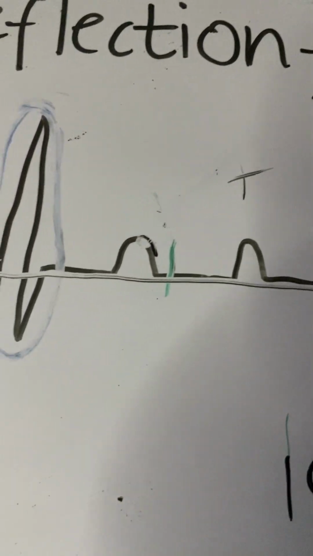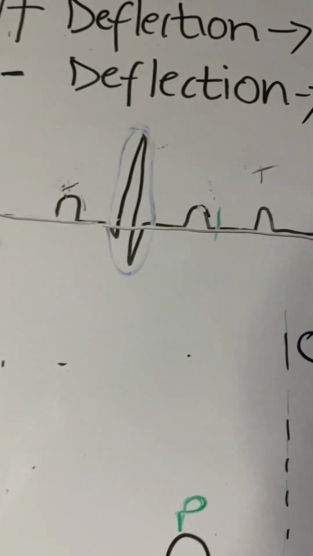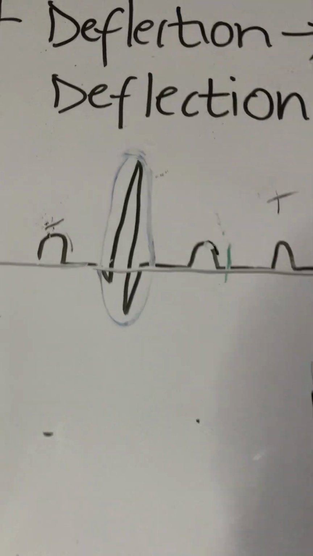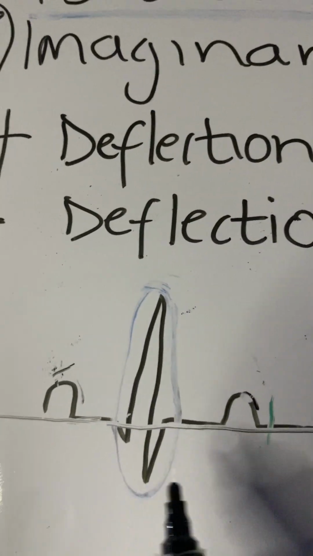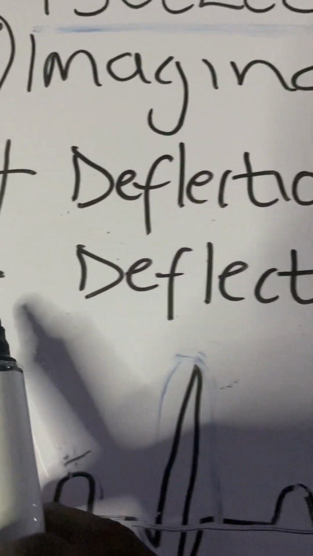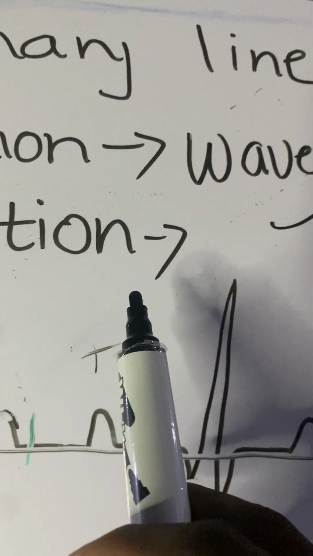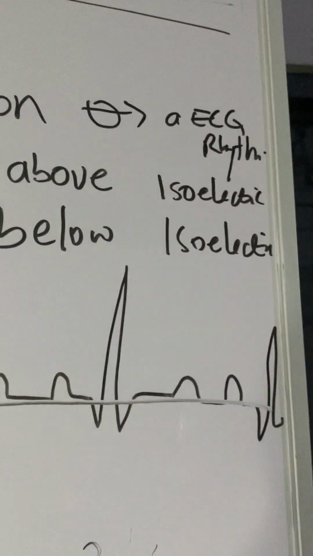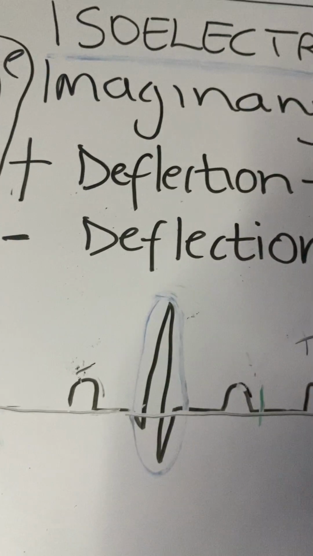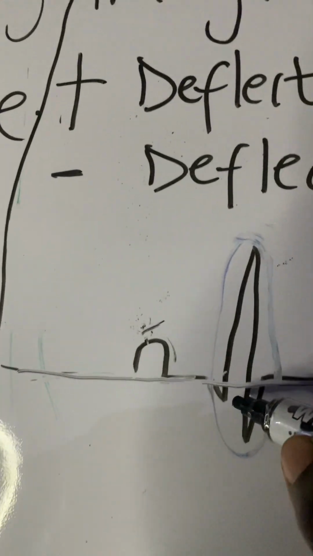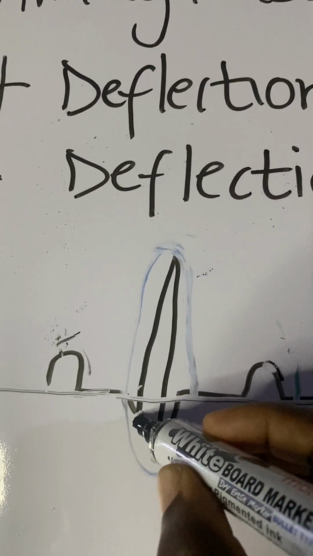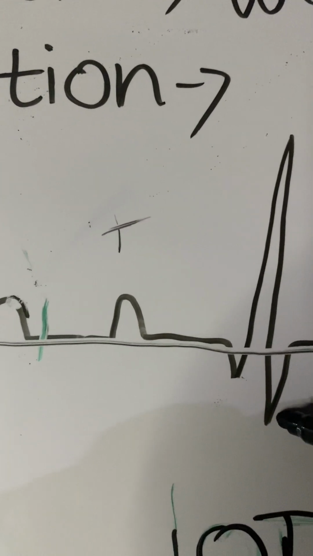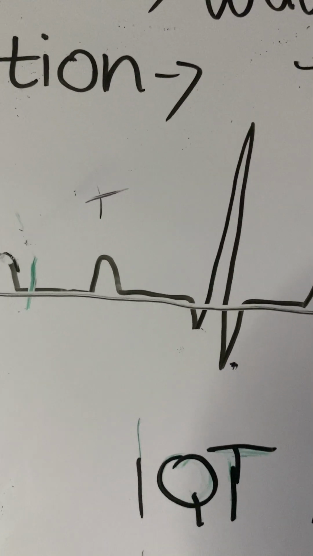All right, just follow me. You get to understand why this is also very necessary. Now, anything below the isoelectric line is what we call a negative deflection. Okay, anything below the isoelectric line is a negative deflection. So something like this point here is negative. This is also negative.